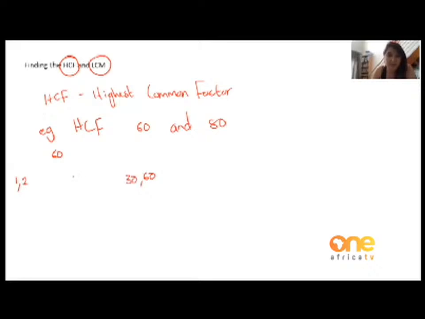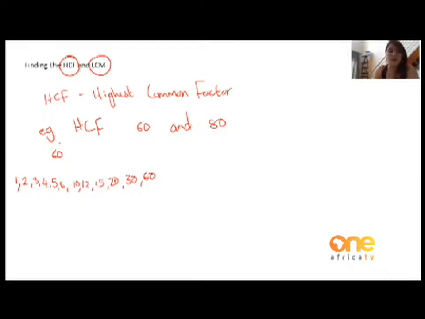Does 3 go into 60? Yes. 3 goes into 60 20 times. Does 4 go into 60? Let's see. Yes, it goes in 15 times. Does 5 go into 60? Yes, it ends in 0, so 5 will go into 60, and it goes in 12 times. 6 goes into 60 10 times. Does 7 go into 60? No. 8? No. And so here I am done. So these are the factors of 60.